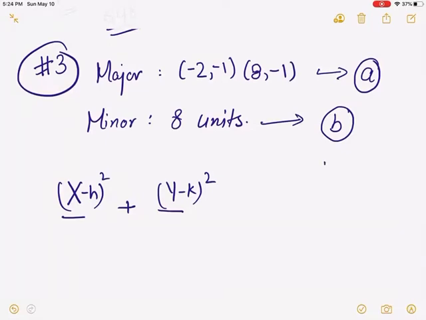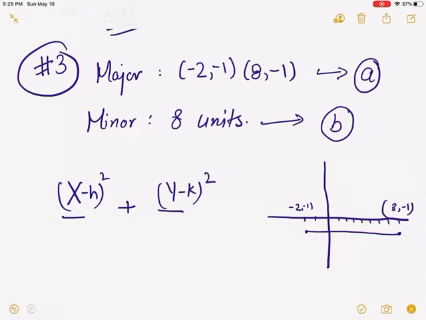For that, I really recommend plotting the endpoints of the major axis. Again, plotting would help you a lot, so please do so. Otherwise, just by looking at it, I know a lot of people can do that, but that's the reason I'm saying graph it first and then figure that out. Let's plot the major axis. I have (-2, -1), which is here, and (8, -1): 1, 2, 3, 4, 5, 6, 7, 8.